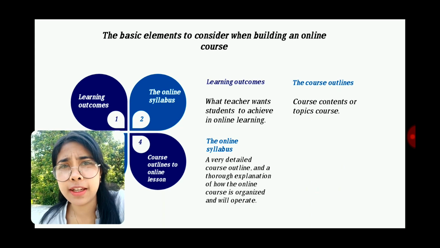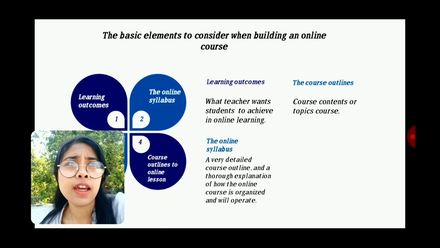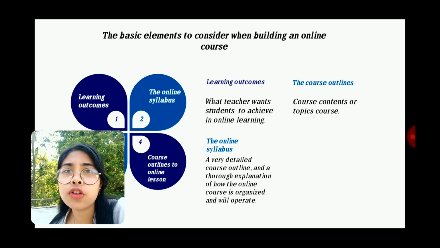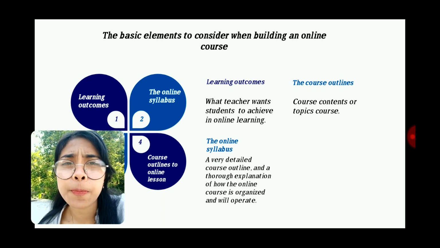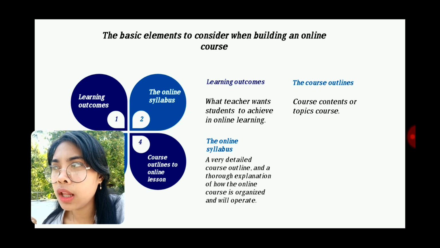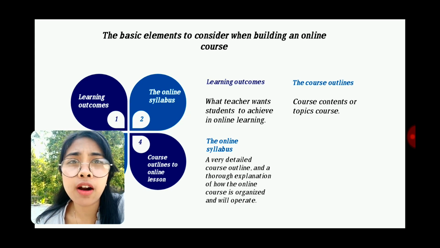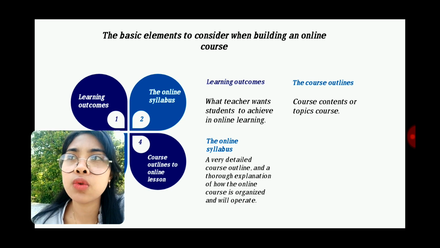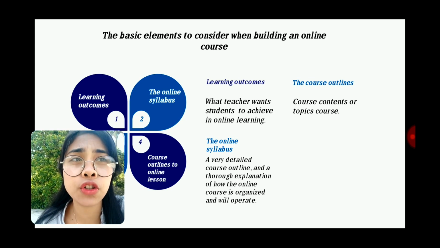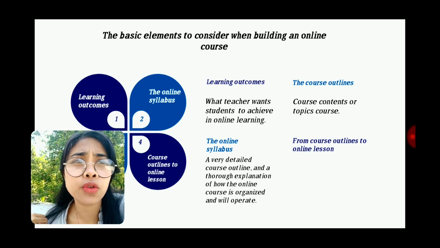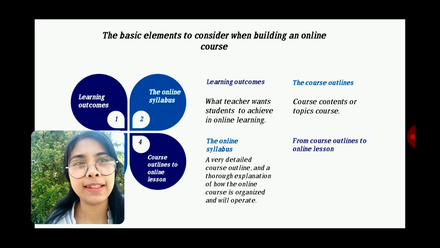The course outline. The course outline is the course content or the course topics. It's like a to-do list. What will the online learning cover? What is the teacher going to do in the online learning for the students? And the last one is from course outline to online lesson.